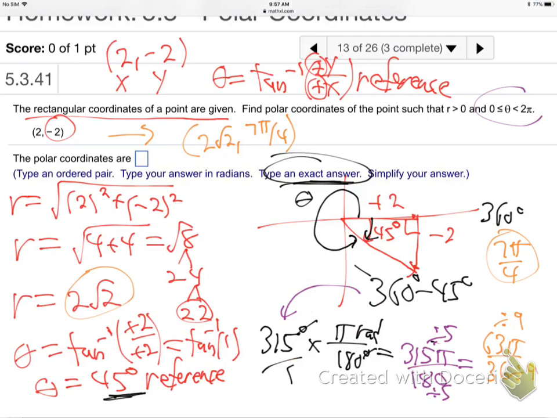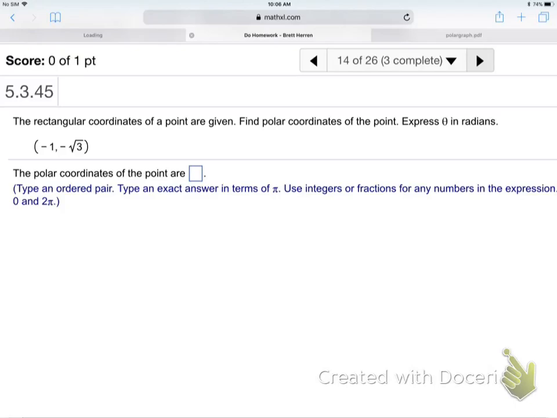Questions on that one? It turned out a little more painful than I thought. Hopefully it won't be as bad as the last one. So negative 1, negative root 3. See if you can convert it to r theta.